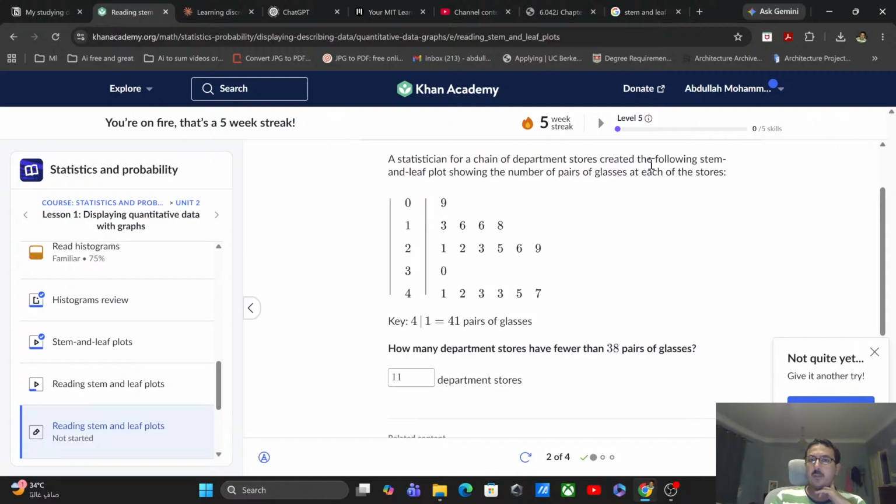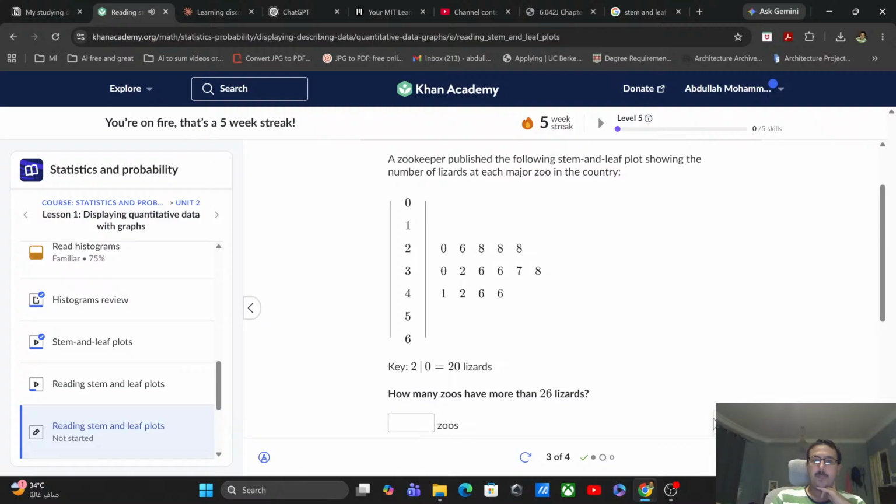A statistician created the following stem and leaf plot showing the number of pairs of glasses at each of the stores. So this has 9 pairs of glasses. How many department stores have fewer than 38 pairs of glasses? So 30, 12, 30, this one. So it's 12. It's not the 0. It's confusing.